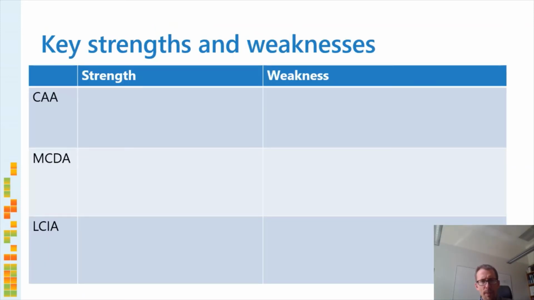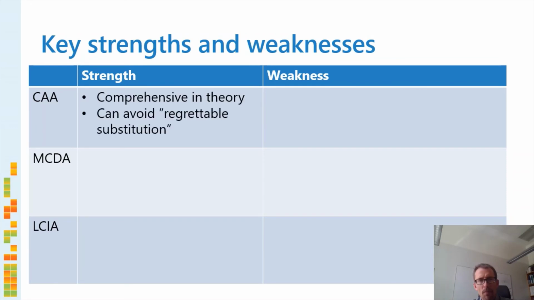So I've been talking about three acronyms here: Chemical Alternatives Assessment, Multi-Criteria Decisionating, and Life Cycle Impact Assessment. Each of these is a very useful tool. None of them is adequate of itself, but each of them can help us understand what we need to do to create a toxicologically safe environment for us and for nature.